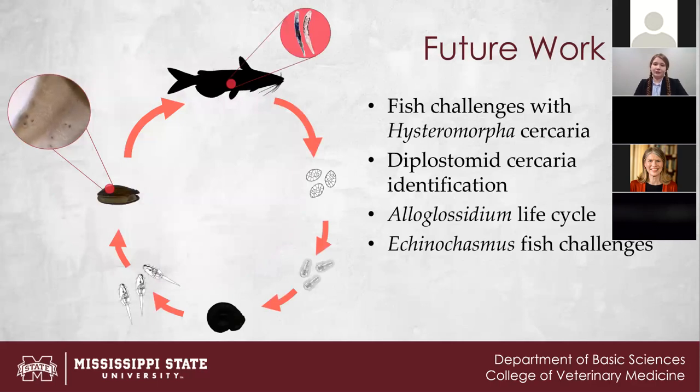Also, in addition, when we were collecting all of those snails by looking at Hysteromorpha Cercaria, we also accidentally completed the life cycle of another common trematode in catfish ponds called Elucidation, and we found at least one species that uses catfish as its definitive host. So we're currently in the process of sequencing a bunch of Elucidation Cercaria to see just how many species are present in Mississippi catfish ponds and which ones infect catfish.